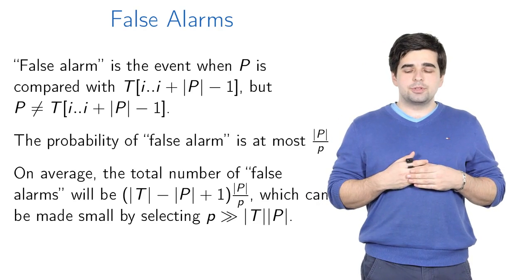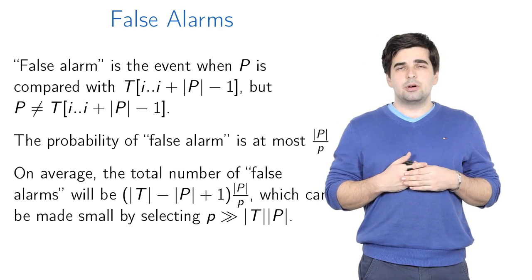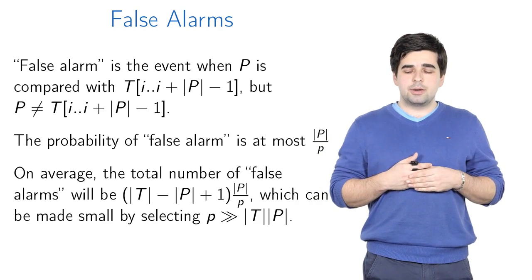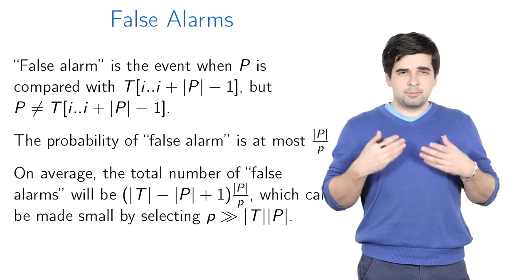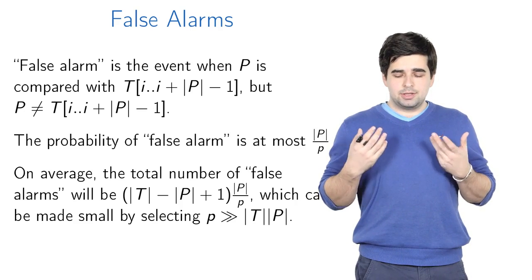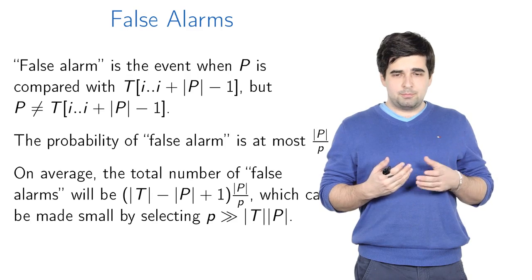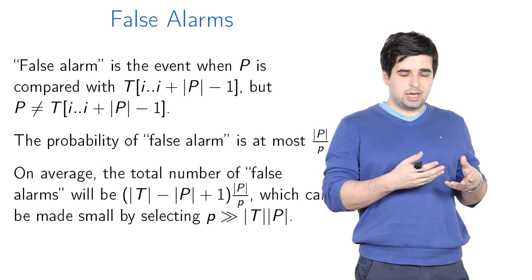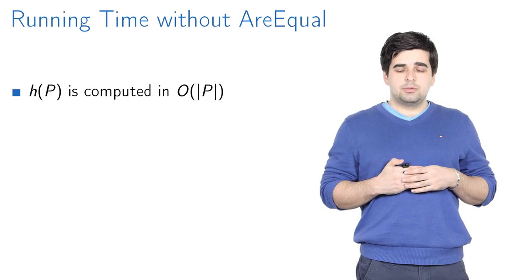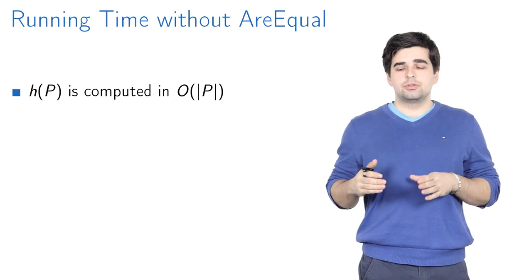So the probability of false alarm, as we know from the previous lesson, is at most length of the pattern over prime number p, which we choose. So on average, the total number of false alarms will be the number of iterations of our for loop multiplied by this probability. And so this total number of false alarms can be made very small if we choose prime number p bigger than the product of length of the text and length of the pattern. Much bigger.